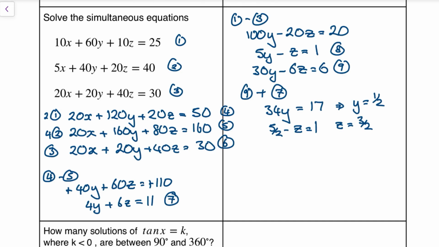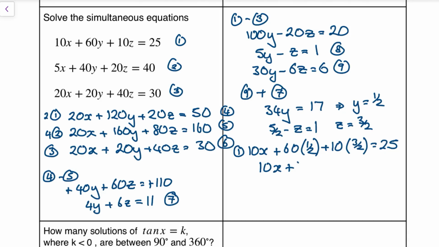So there's no easy way of doing this, but I'm just going to jump into, let's just do the first equation. So let's go back to equation 1. So 10x plus, don't mess it up here, we've done all the hard work. 60 times a half, good, that's a nice number, plus 10 times 3 over 2, that's a nice number, is equal to 25, which means that 10x plus 30 plus 10 over 2 is 5 times 3 is 15 is equal to 25. 30 plus 15 is 45, minus 25 is 20, divide by 2, which means that x is equal to minus 2. Wow, that's a lot of work.